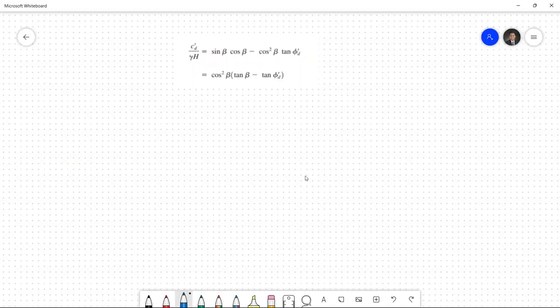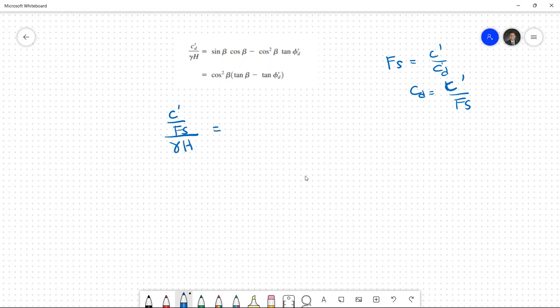Okay. So, as you all know, the factor of safety is equal to C prime over C sub D. Therefore, your C sub D is C prime over Fs, right? So we can change the C sub D to C prime over Fs. So we can say that C prime over Fs gamma H is equal to cosine squared beta tangent beta.